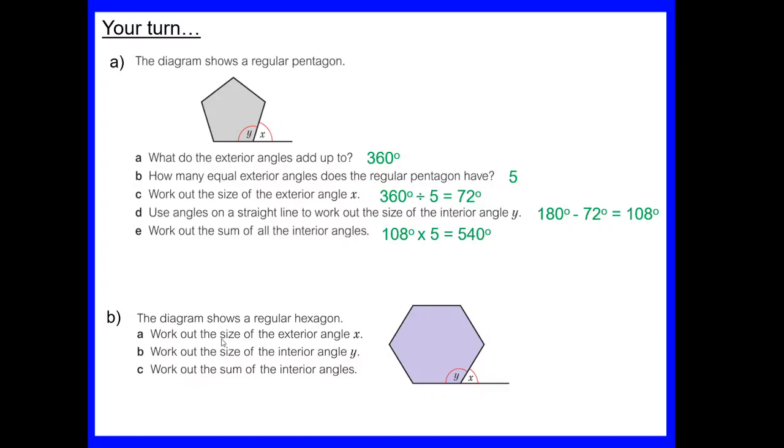Okay, for the second one then, we're asked to work out the size of the exterior angle x. So it's a hexagon. So 360 degrees for the total divided by 6 is 60 degrees for x. Using our angles on a straight line, 180 minus 60 is 120 degrees for y, and the total interior angles, there are 6 of them, so 6 lots of 120 is 720 degrees. Pause the video, check through your answers and make sure you're happy with all those facts about exterior and interior angles in polygons.